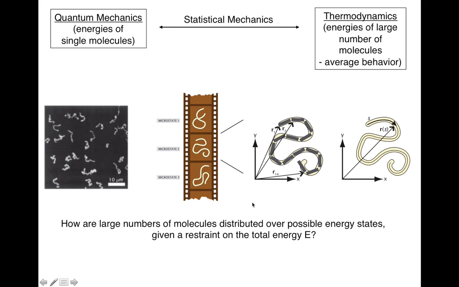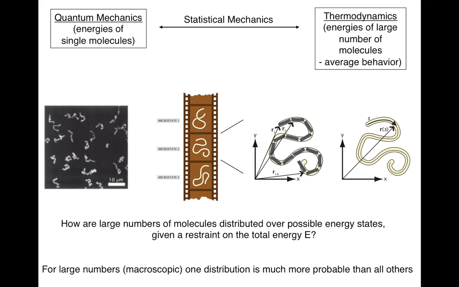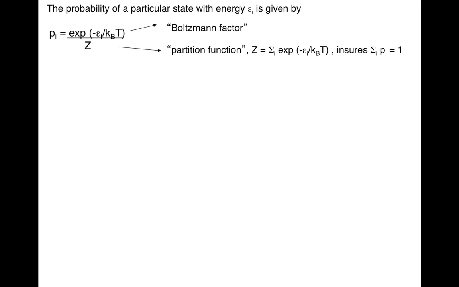So the question becomes, in the lab, if you're doing a measurement of a large number of molecules, how are these large number of molecules distributed over all these possible energy states, given that there's a restraint on the total energy, because we're at some fixed temperature and pressure and so forth. And it turns out that for large numbers, for a macroscopic distribution, there's one distribution that's far more probable than all the others, and that's called the Boltzmann distribution.